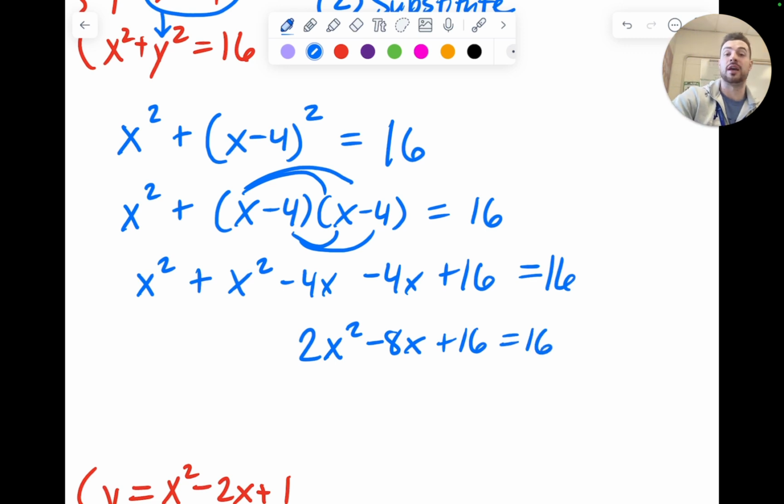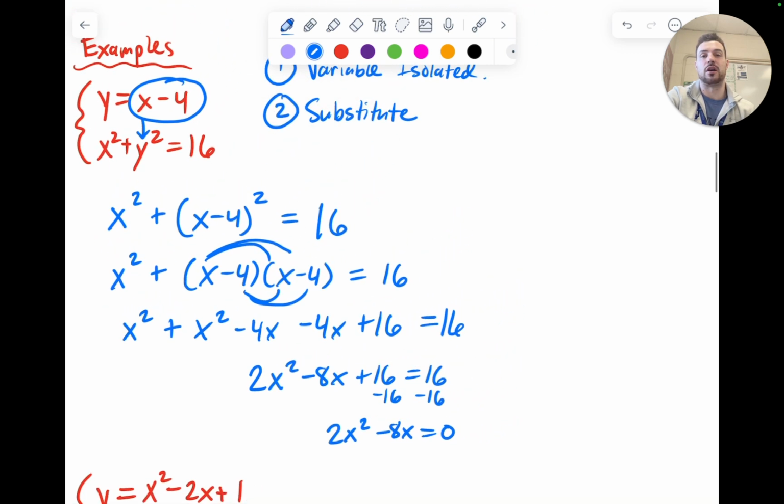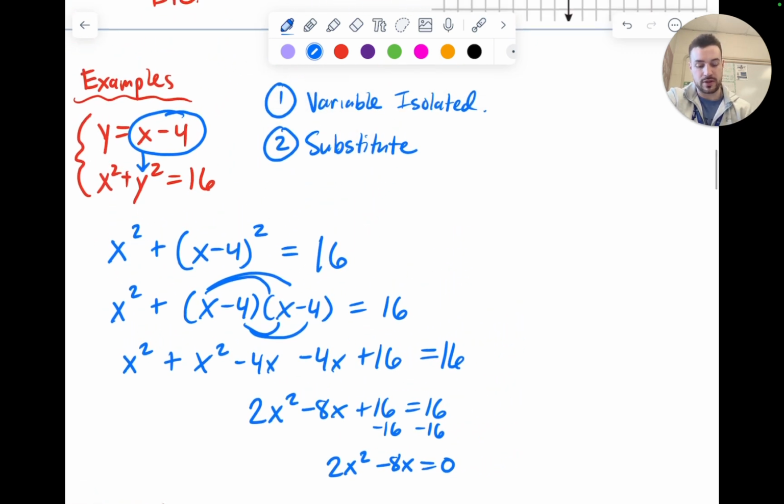And we can see we have a quadratic. So to solve the quadratic, because I'm looking for my solutions, I am going to move everything to one side. And we get 2x squared minus 8x is equal to 0. And that's a quadratic I'm going to solve. Now I'm going to move up to the top over here. And we're going to solve this quadratic.